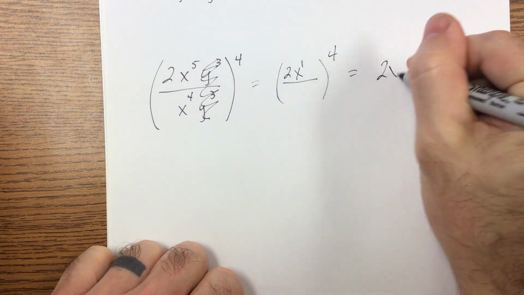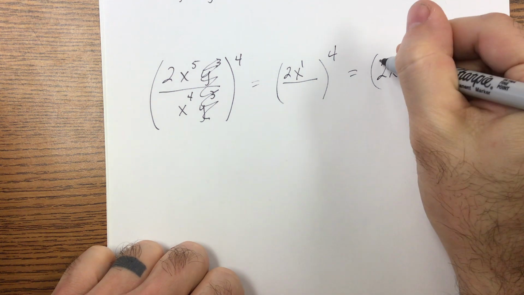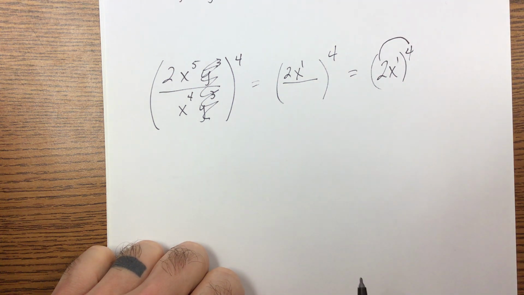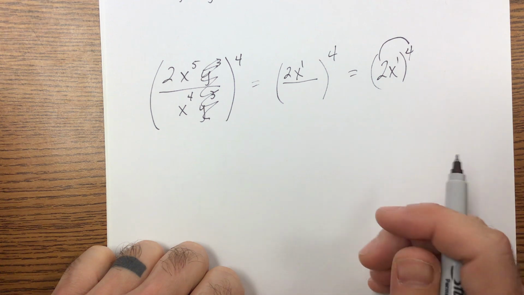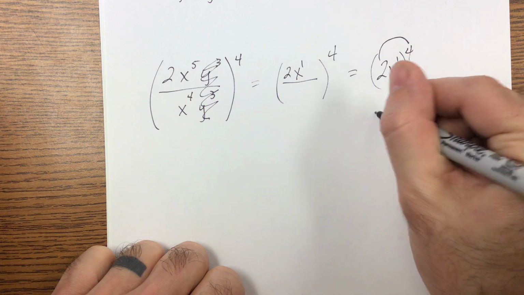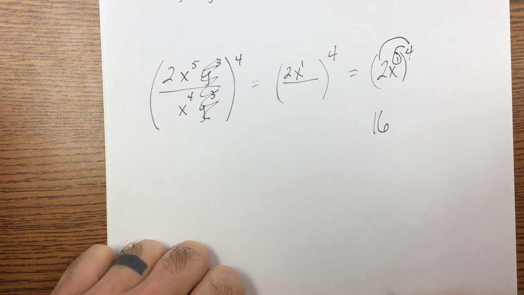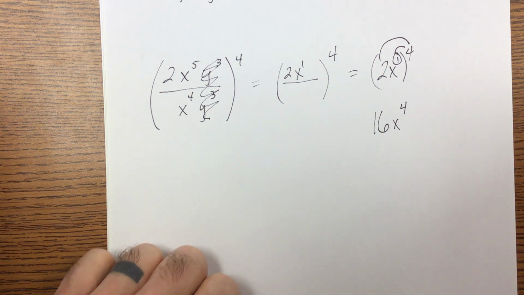We really have just 2x to the 4th power, right? 2 to the 4th power. We actually have to do that work in our calculator. 2 times 2 times 2 times 2. I think 2 times 2 is 4, times 2 is 8, times 2 is 16. And then we have a power to a power. I think we get x to the 4th. All right, good stuff. Let's keep moving on.